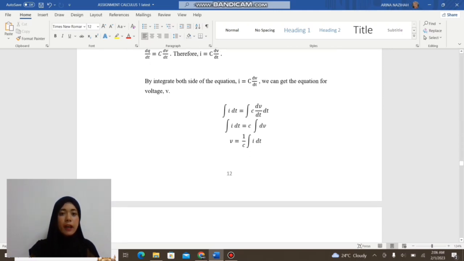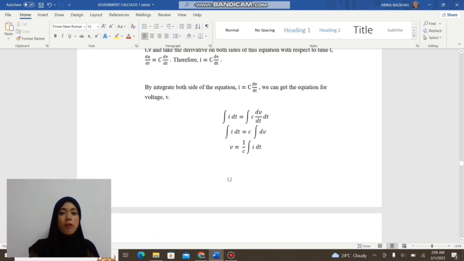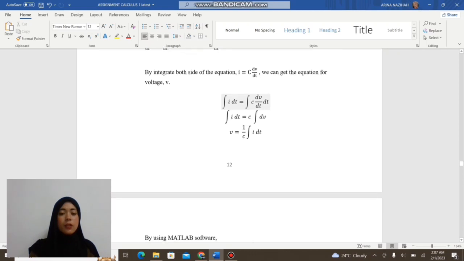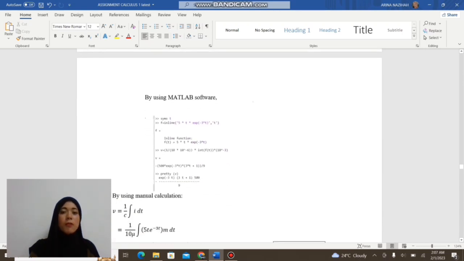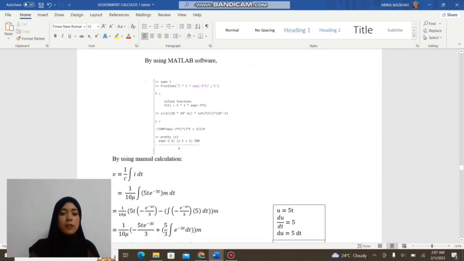By integrating both sides of the equation I equals C dV over dt, we can get the equation for voltage V. So integrate I dt equals integrate C dV over dt, so integrate I dt equals C integrate dV, and V equals 1 over C integrate I dt. By using Matlab software, we do it like this.